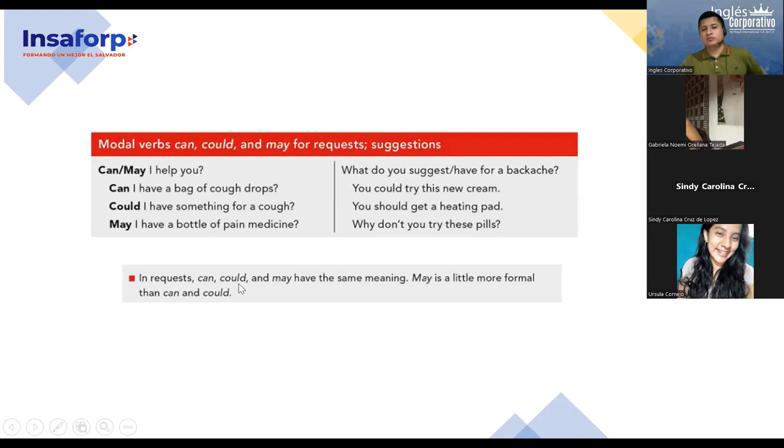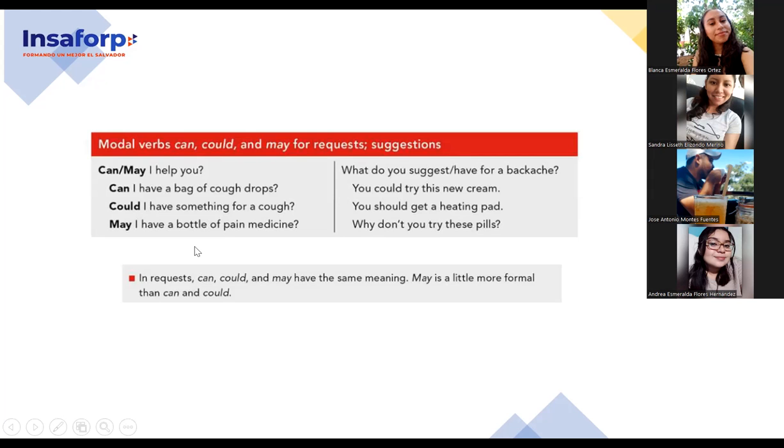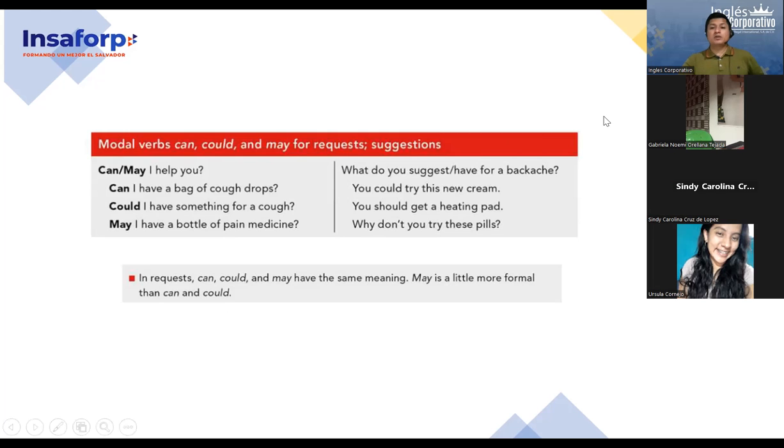Can, could, and may have the same meaning. May is a little more formal than can and could. Entonces, esos tres tienen el same meaning. Si usted dice can, es lo mismo como que diga could aquí en este context. Here, cuando usted hace un request. Yes? Right? Ahorita we're working with medicine.